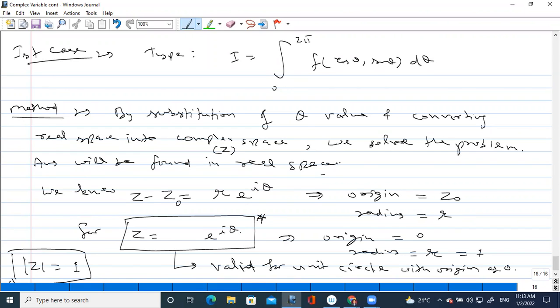Because e to the power i theta is cos theta plus i sin theta, and from there you can find this mod z. Sir, the exponential i theta will not be included in radius portion because, sir, mod of z minus z naught is equal to radius.